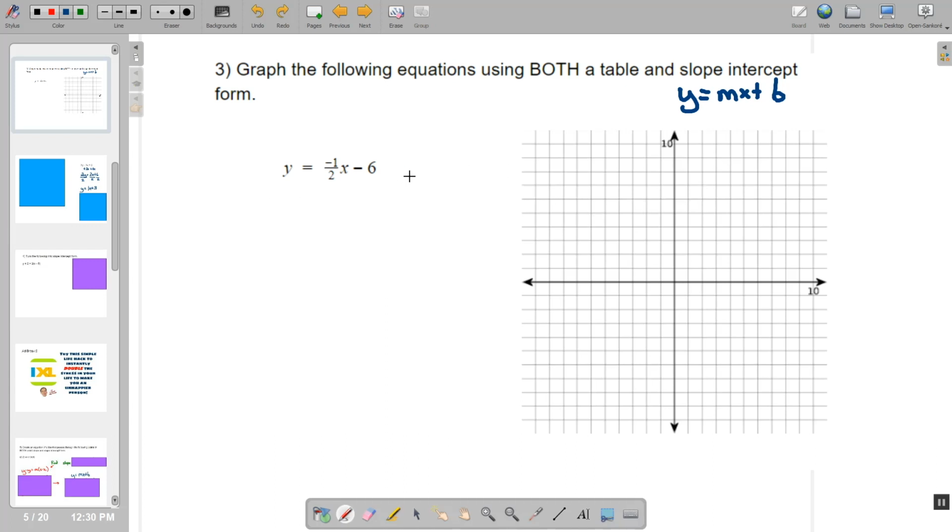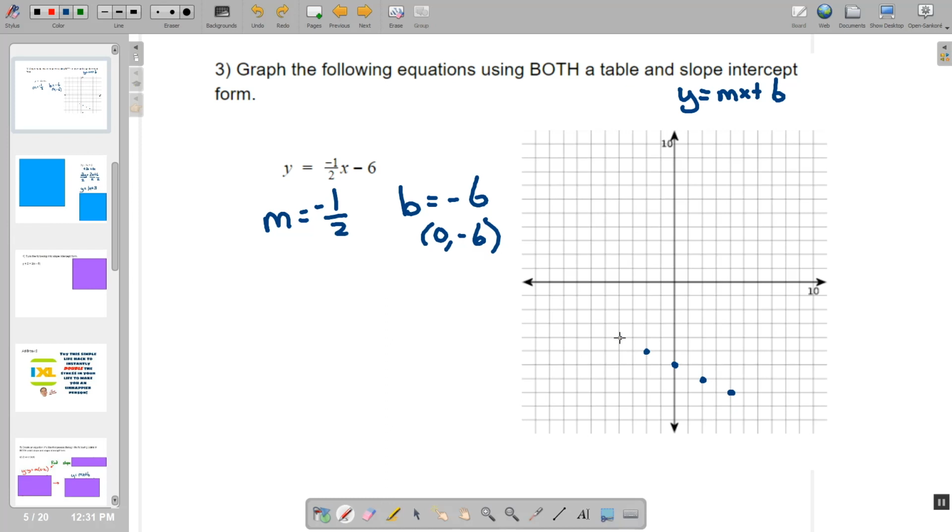So, for this equation, our slope is -1/2, or the rise -1 and run 2. Our b, or our y-intercept, is -6, which is the ordered pair (0, -6). So our graph will look something like this.